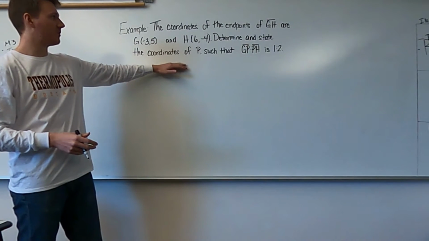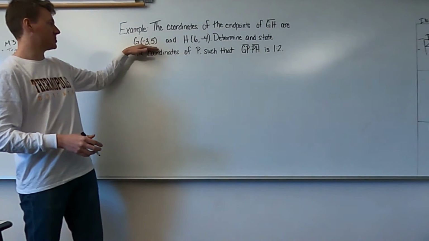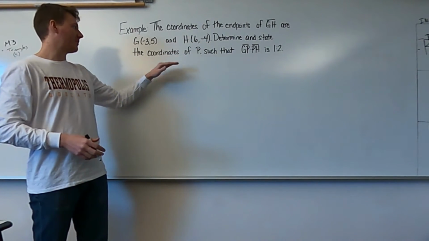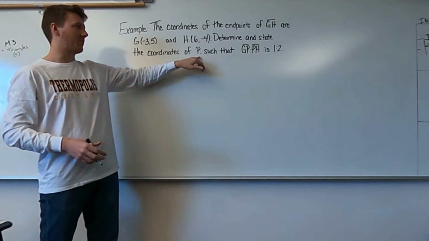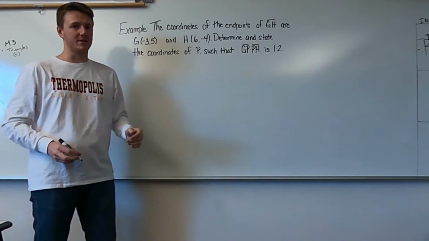All right, in this example, we know that the coordinates of the endpoints of GH are G at -3,5 and H at 6, -4. And we want to determine the coordinates of P such that the partitioning point is such that GP to PH is going to be 1 to 2.